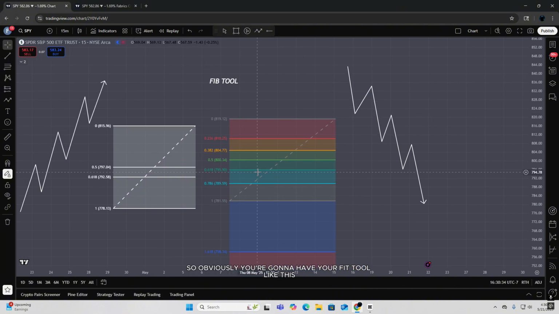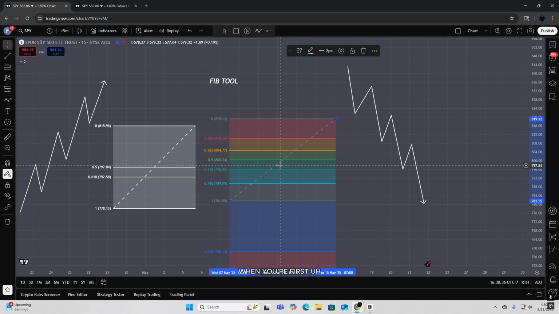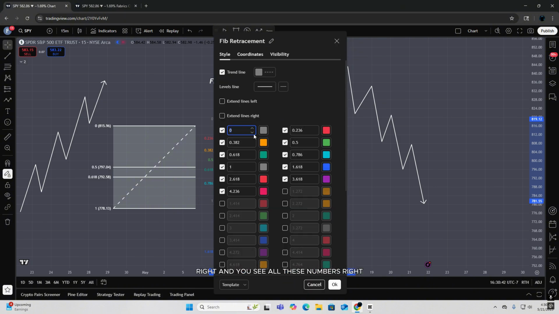So you're going to have your fib tool like this when you're first starting. The way you change your fib tool from this to this is to go to this hexagon here, and you see all these numbers. You're going to want to erase all these except the 0.5, the 0, the 0.618, and then the 1. And sometimes you might not have the 0.618, so you just type it out yourself.